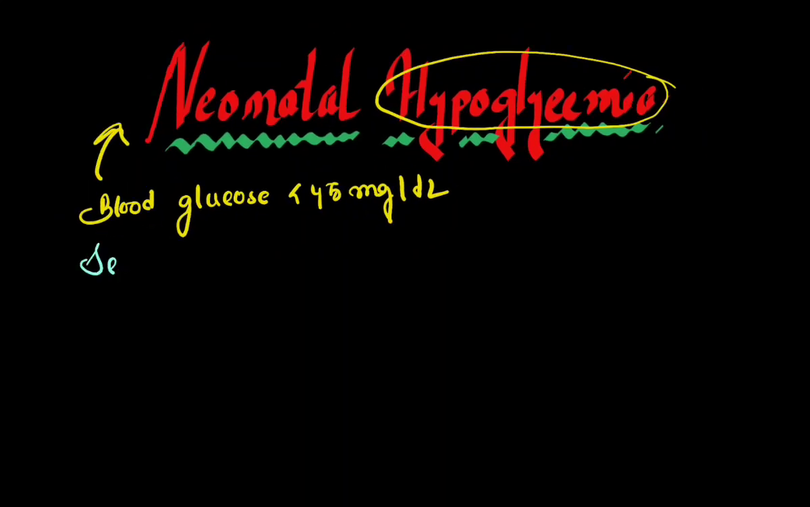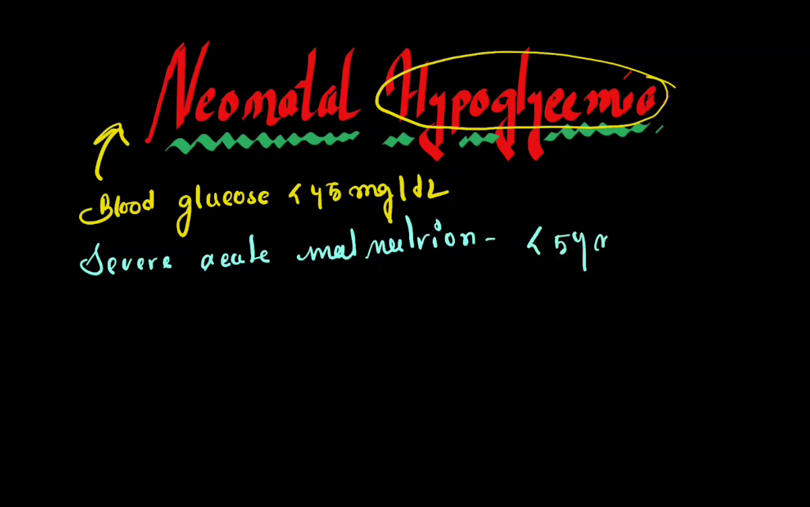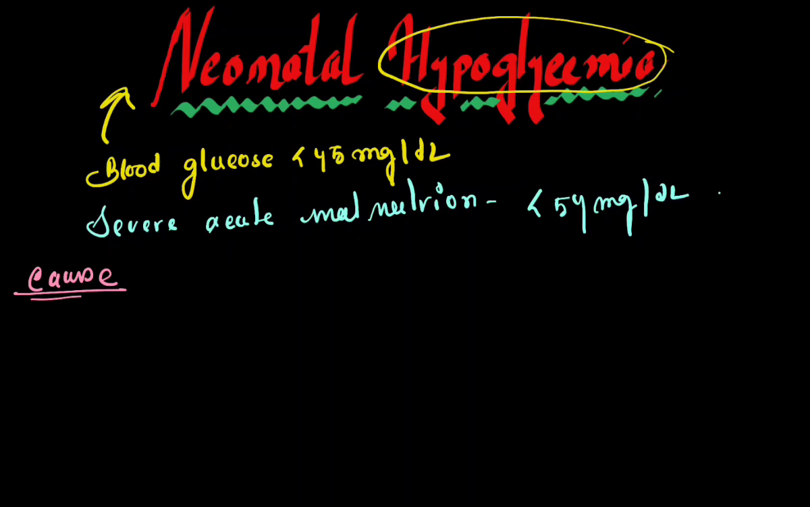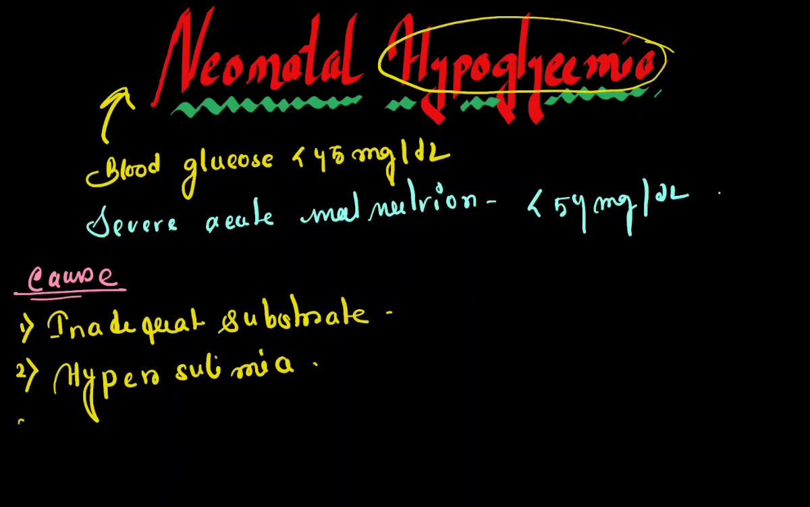But in case of severe acute malnutrition, when blood glucose level is lower than 45 mg per dl, that is called hypoglycemia. Now I shortly discuss the common causes of neonatal hypoglycemia. So the common causes are, first, inadequate substrate, second, hyperinsulinemia, third, other sickness.